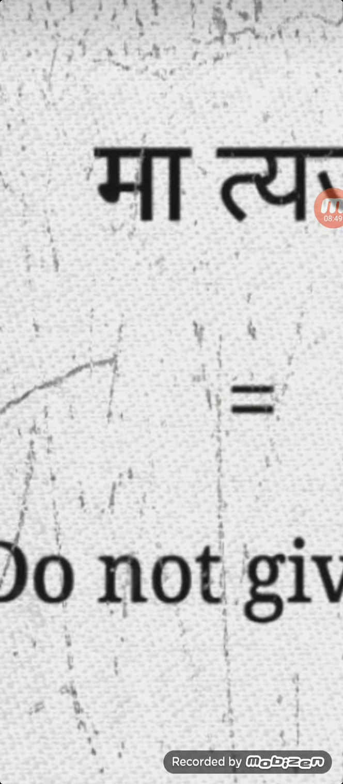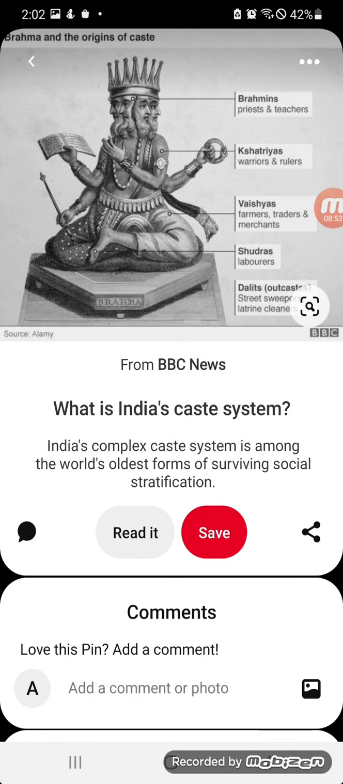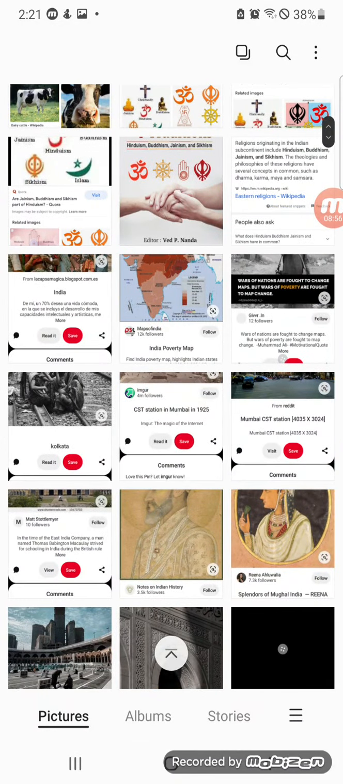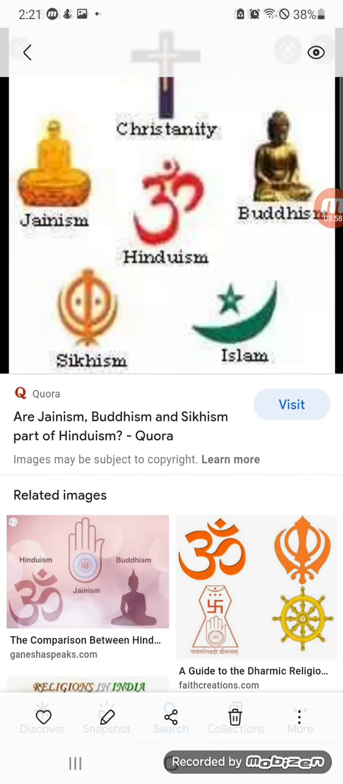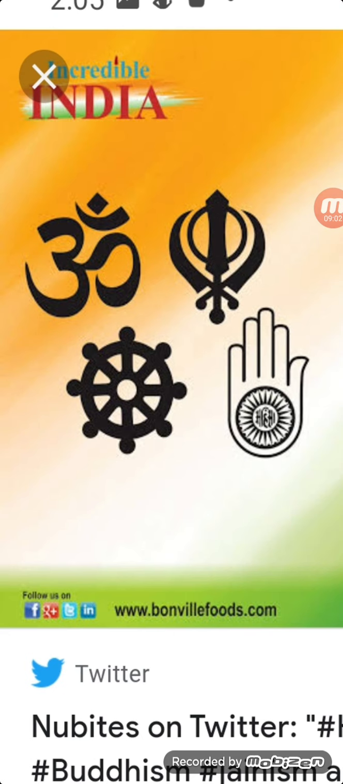So this is the language called Sanskrit. We will talk about this later. This is the caste system. I'll talk about it. Majorly four religions are found in India: Hinduism, Buddhism, Sikhism, and Jainism are the four religions which are found in India, and 25% of the world's population are in these four religions.